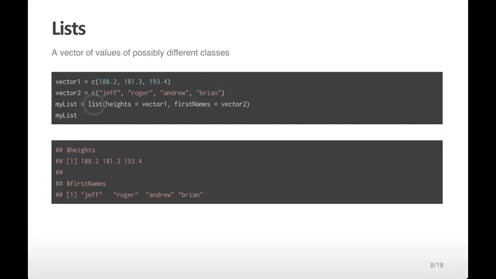I can then create a list using the list command that puts those 2 vectors together into one object called a list. If I type my list, I then see both the heights and the first names have been stored in the variable my list.